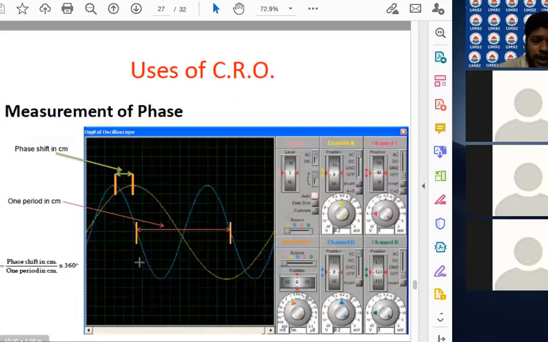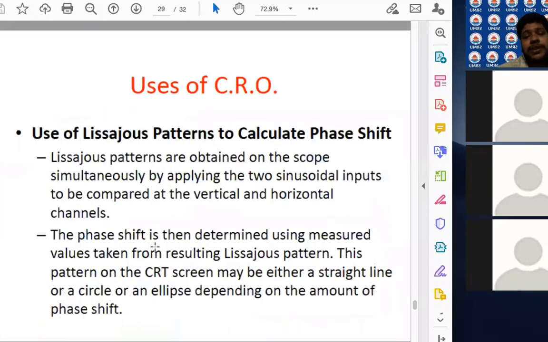This was the formula and there are two waves and then we know what is the phase shift in centimeter and then period in centimeter and then we put this formula and we are able to get this. And then how we are doing the same thing, phase shift by using CRO. So Lissajous patterns are obtained on this oscilloscope simultaneously by applying two sinusoidal inputs to be compared at the vertical and horizontal channels.